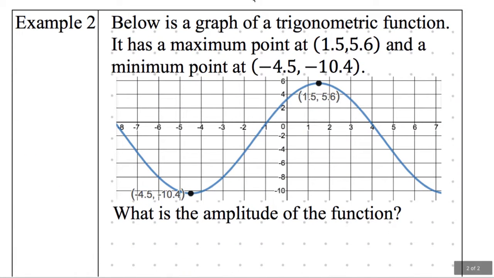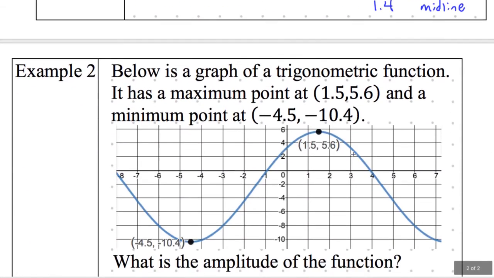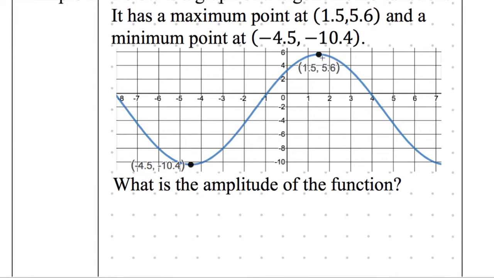So we have another trig function, a max at 1.5, 5.6, and a min at negative 4.5, negative 10.4. They're graphed right there. Now we're looking for the amplitude of the function. So it's a little bit easier than this one because we had to find the amplitude in this one to get the midline. This one you just have to find the amplitude. So again, you want to find the distance between this point and this point.